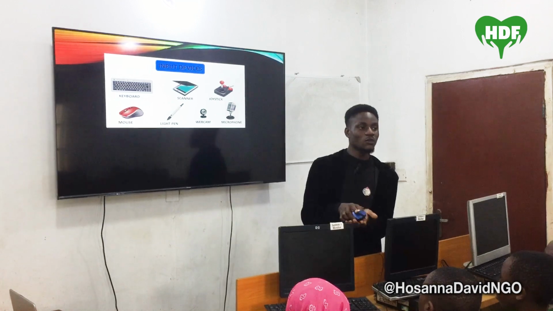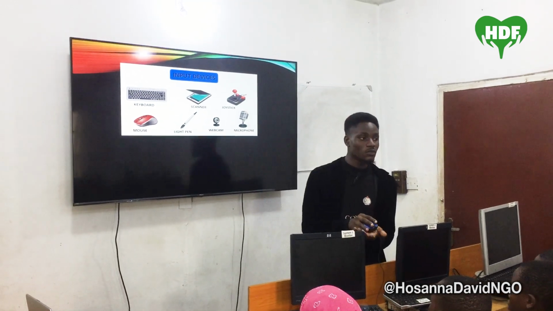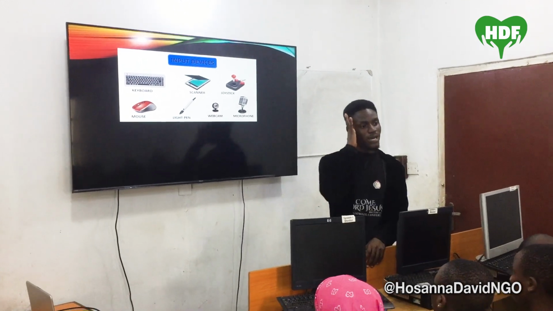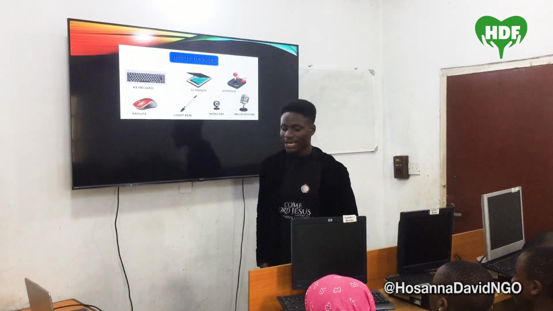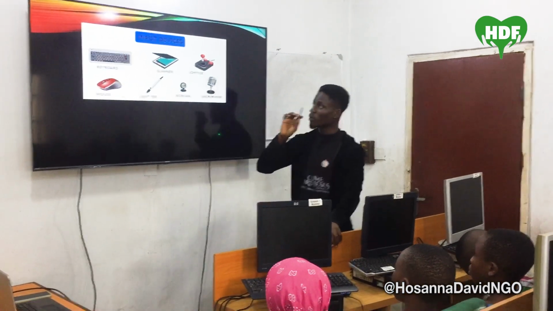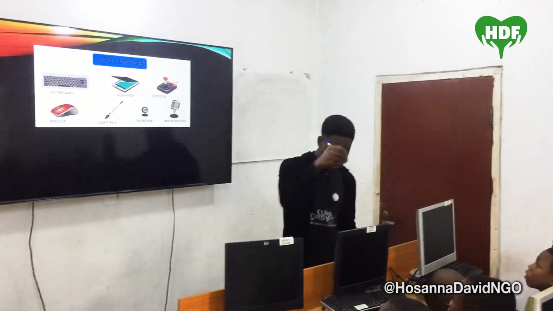So mouse is to move the cursor. I will show you what the cursor is, but mouse is to move the cursor for those of us that don't know what the cursor is. Then we have light pen. So light pen is like a biro. Who can give me a biro? It's like a biro, but we don't have it here. But it's more like a pen. You can use it to write.